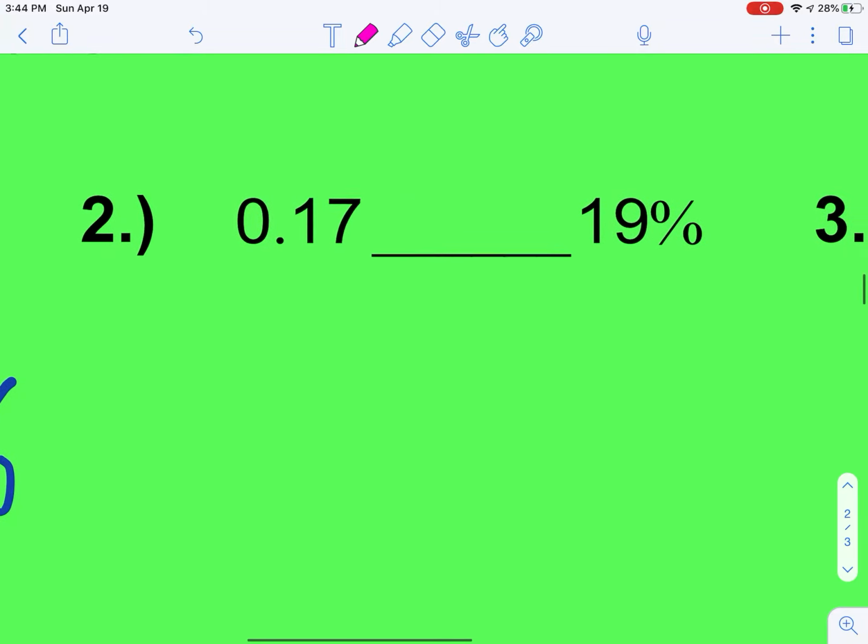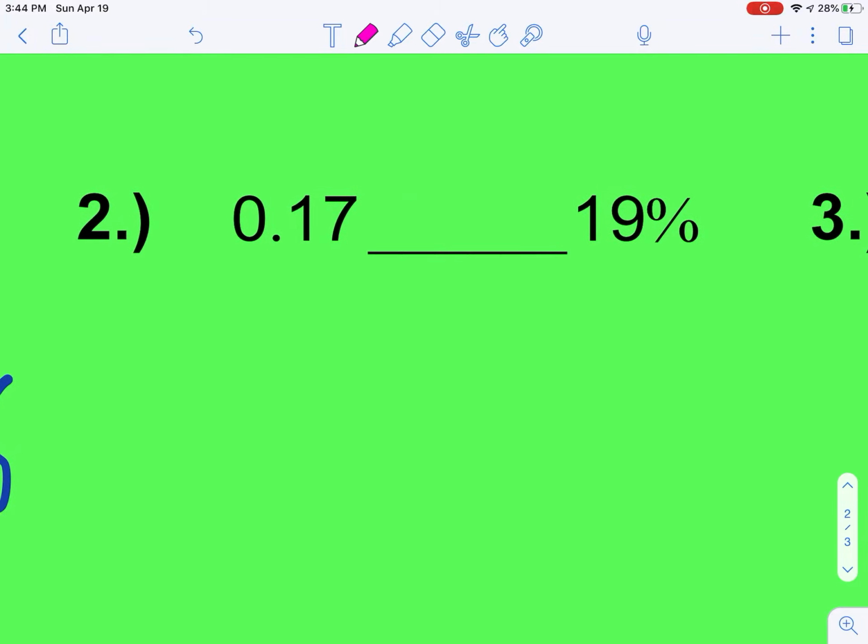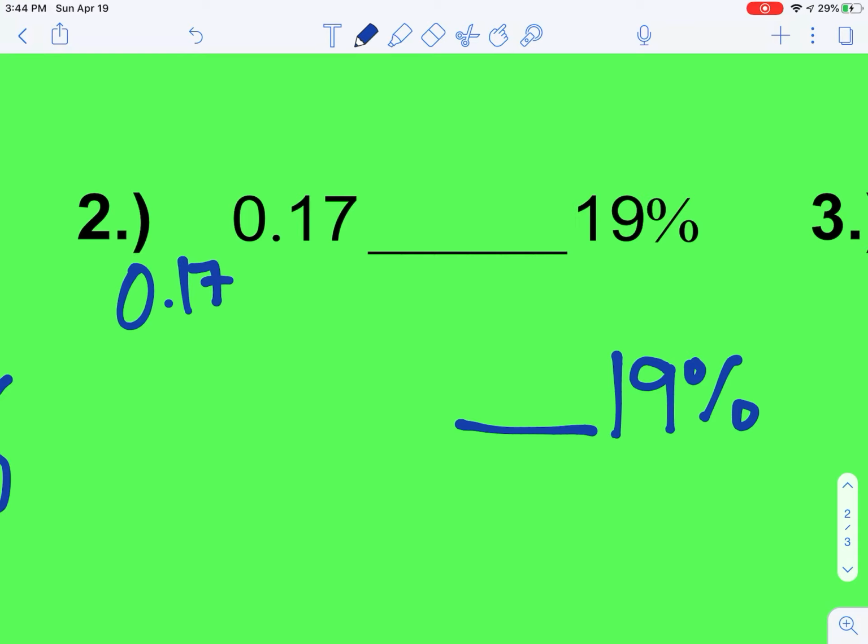All right, number two, I have a decimal and I have a percent. So I need to match these. So I either need to turn them both into decimals or turn them both into percents. I'm going to go ahead and just pick percents. There's no wrong answer here, but I'm just going to keep 19% the same. And then I have 0.17, and I know to turn a decimal into a percent, I multiply by 100.